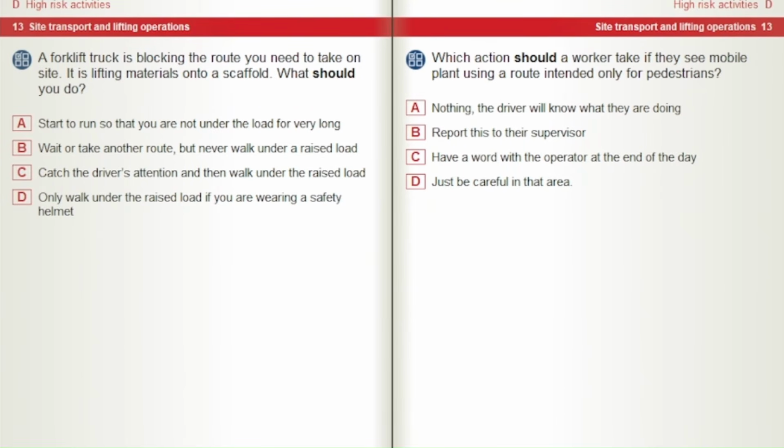A forklift truck is blocking the route you need to take on site. It is lifting materials onto a scaffold. What should you do? Start to run so that you are not under the load for very long. Wait or take another route, but never walk under a raised load. Catch the driver's attention and then walk under the raised load. Only walk under the raised load if you are wearing a safety helmet.